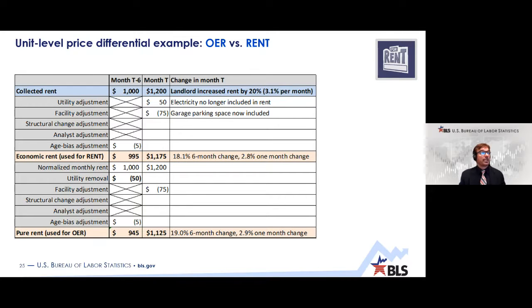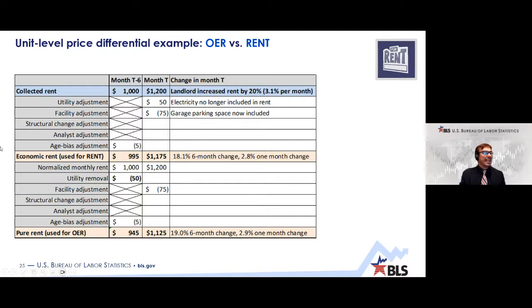We also found out at collection that previously the landlord was including electricity in the rent, but in the current month, it's no longer included. So we add that back in to the current month because we want to make sure that these two prices are comparable, of the same quality month to month, to measure pure price change. We also found out that the landlord added a garage parking space that was included in the rent, or included in the definition, the composition of the housing unit. Previously, it was not there, so we subtract that out to make the T-6 and T prices comparable.